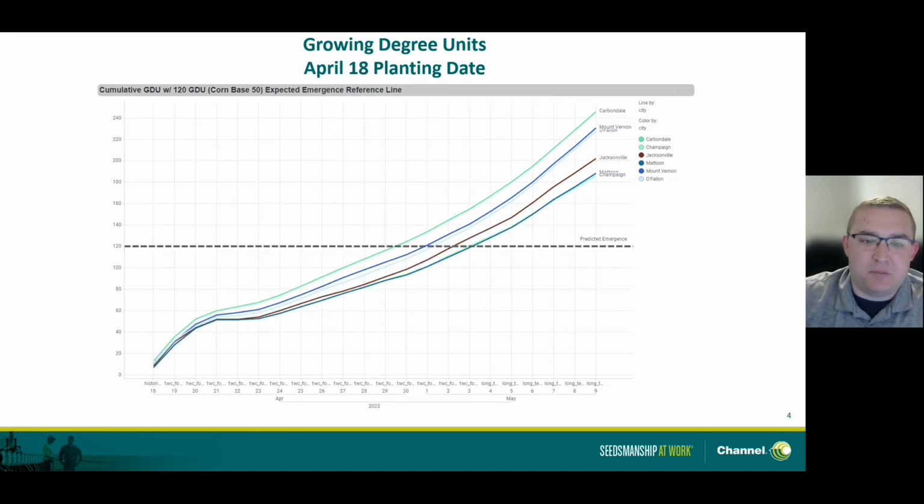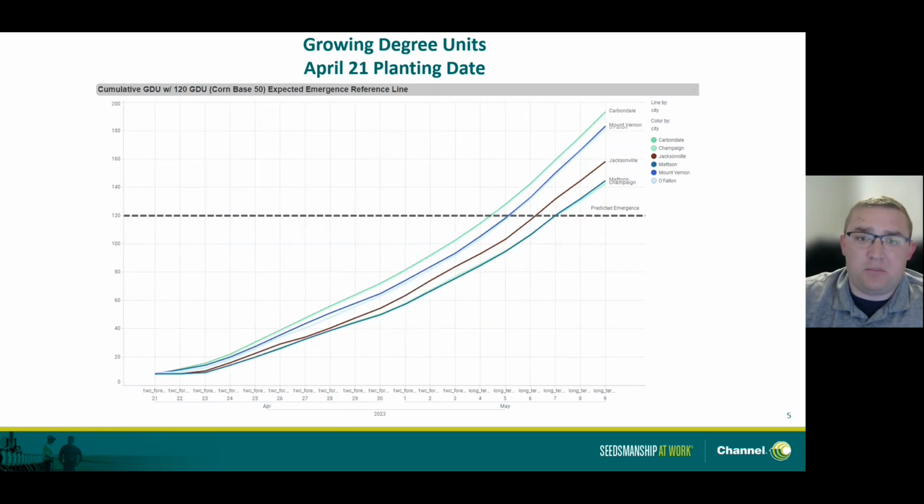Looking at April 18th, anything planted yesterday, we expect emergence for Carbondale roughly April 29th. And for those further north locations, Jacksonville, Mattoon, Champaign, even O'Fallon, Mount Vernon, we expect emergence into the first couple days of May. Theoretically, we're looking at a planting date 2 days from now, April 21st. We're looking at emergence for Carbondale beginning about May 3rd, May 4th, and then out through May 7th.